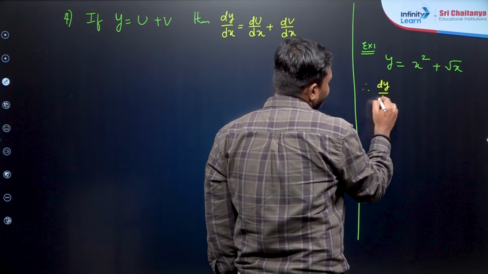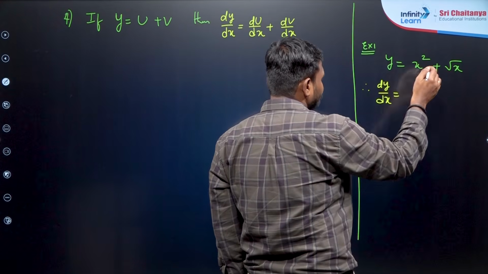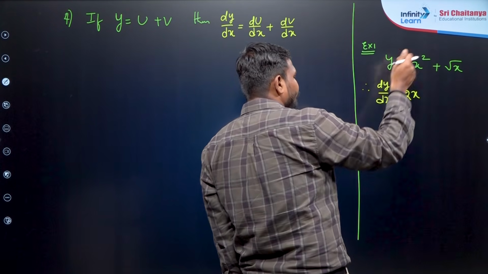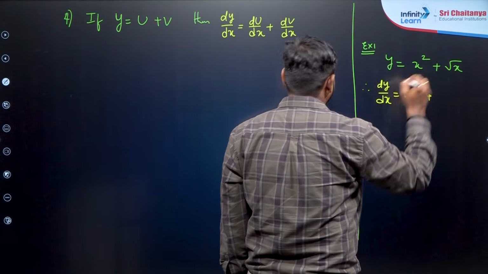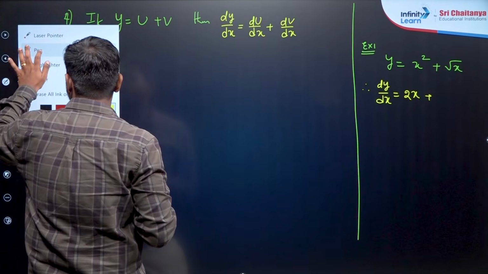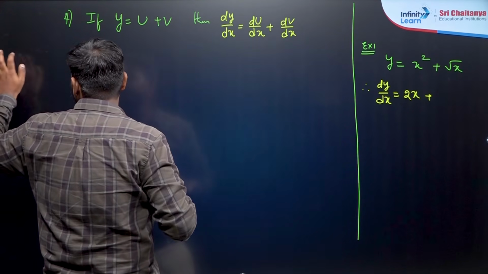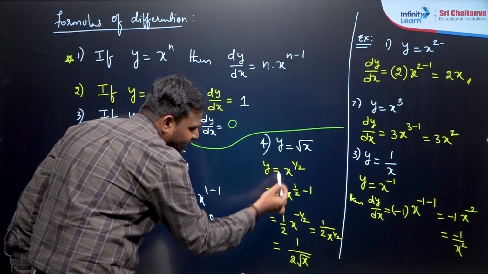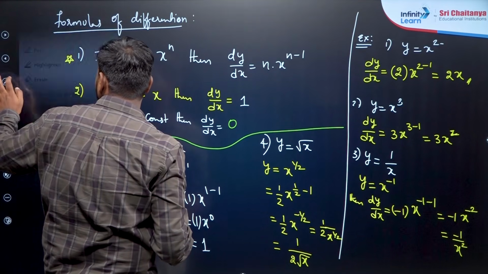So dy by dx is equal to, x square, so power is 2, sir. Multiply the power and subtract 1 from the power. The x square derivative is 2x. In the last slide also we have seen. Plus root x. I hope you remember in the last slide what the root x derivative was. We multiply the power and subtract 1 from the power. 1 by 2 root x will come. If y is equal to root x, then the derivative is 1 by 2 root x.